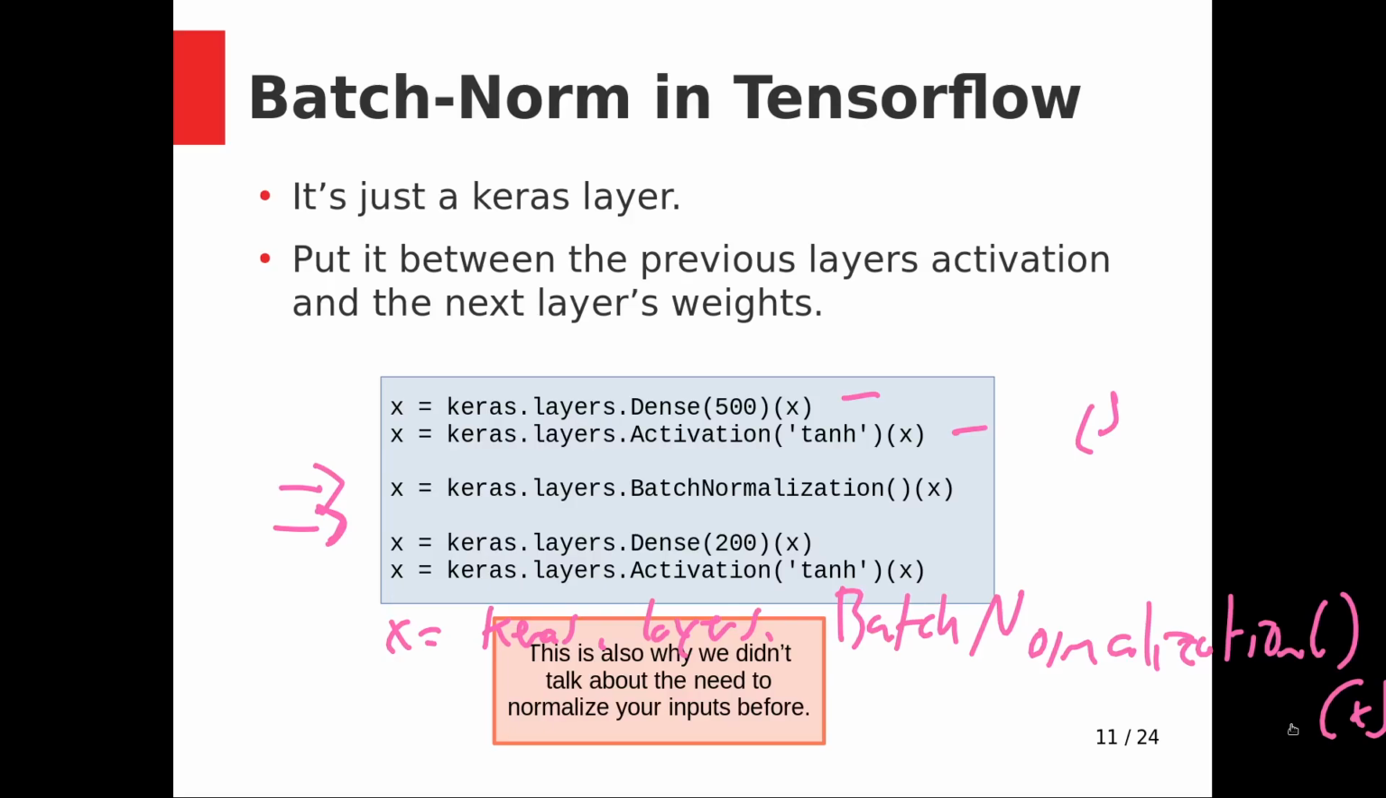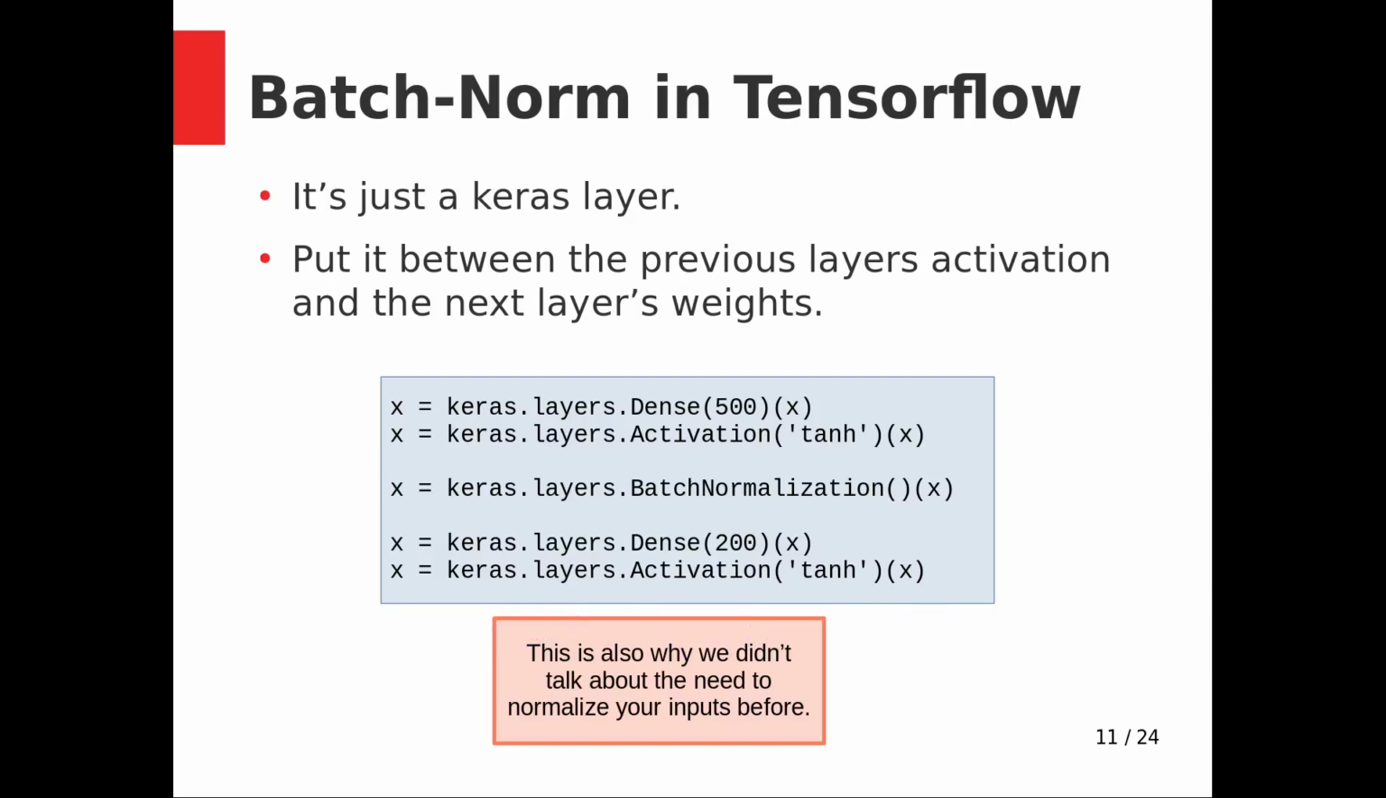And that should, if you do it at every layer, dramatically speed up training. This is also why, even though normalization has been known to help for a long time, I haven't mentioned it before, because we can normalize our inputs for free just by putting batch norm right after the input, right? If we do batch norm first thing after the input, it will basically normalize our inputs for us without us having to do anything.